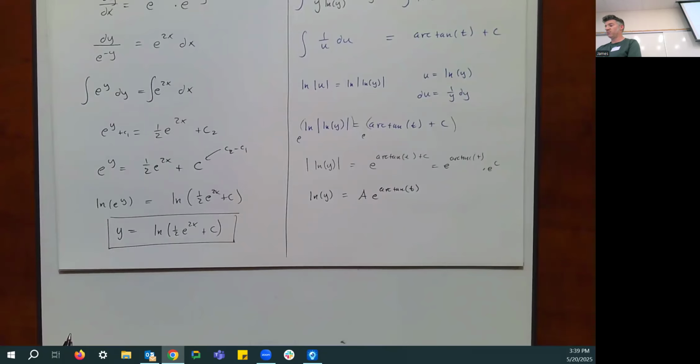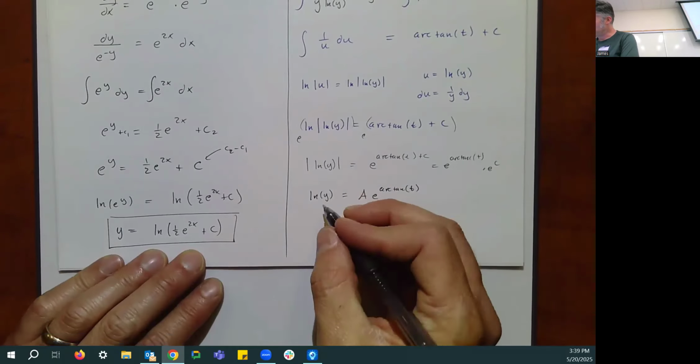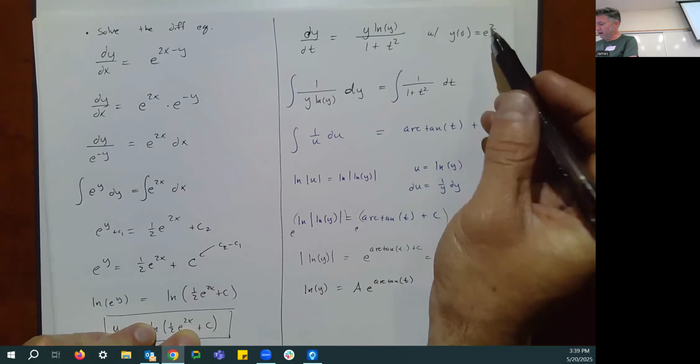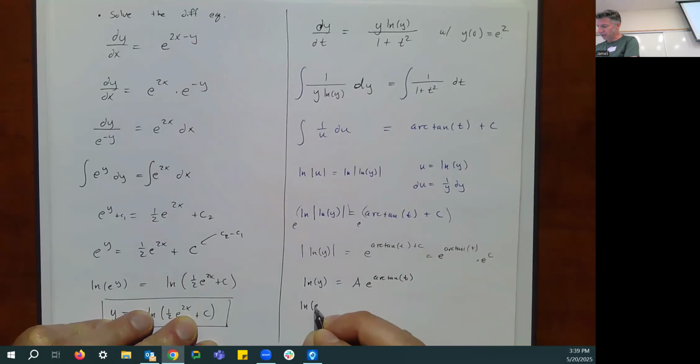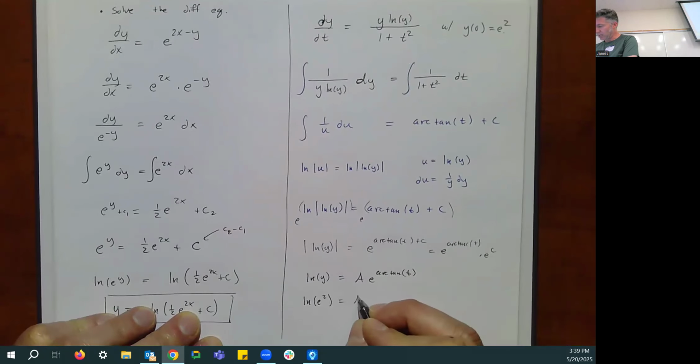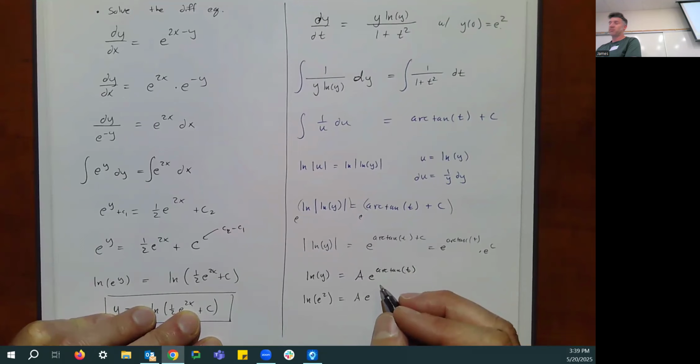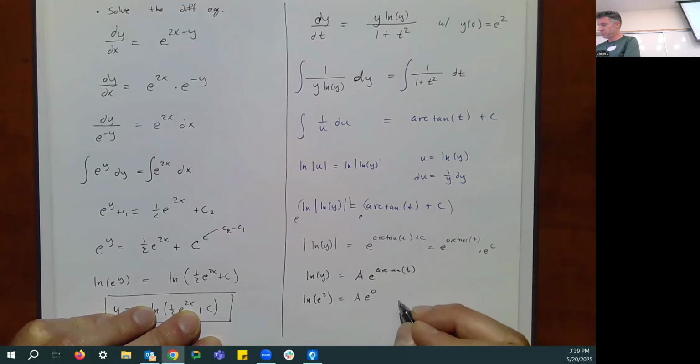Is now a good moment? Maybe. Probably. I think so. Yeah, let's do it. So I plug in y equal to e squared. The natural log of e squared is equal to a times e to the arctangent of 0, which is 0. Cool. A equals 2.